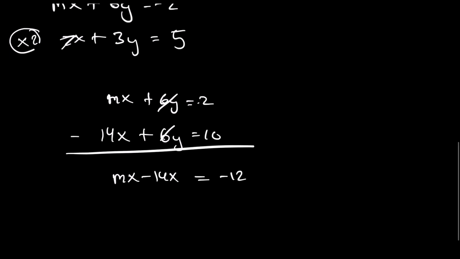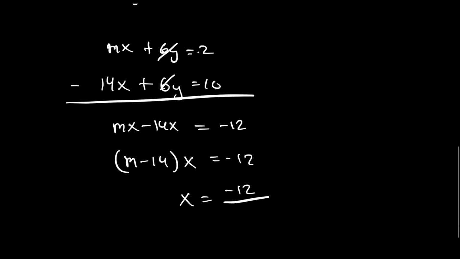And so now we remember we're solving for x. We're trying to figure out the x value as if it's a normal equation. So we just factor out the x, so x times m minus 14 equals minus 12. And then the actual value of x must be minus 12 over m minus 14.